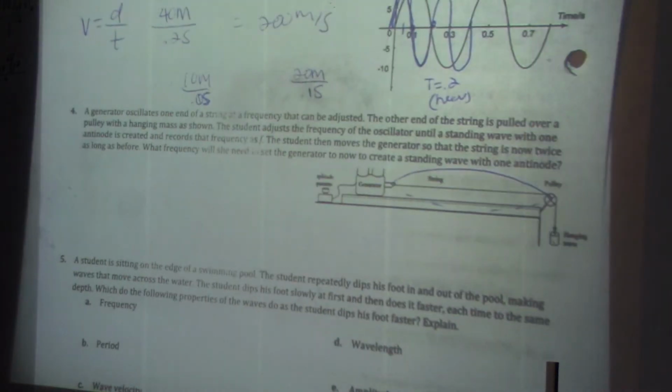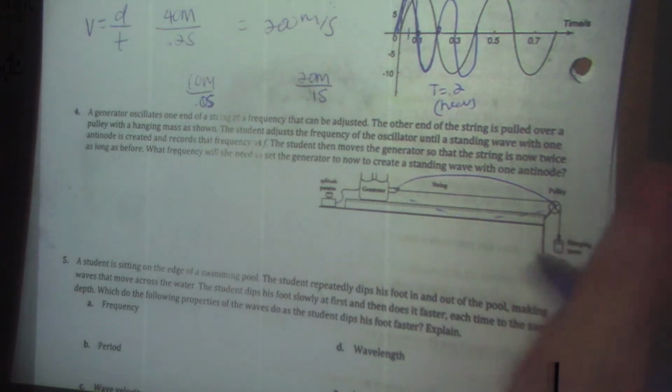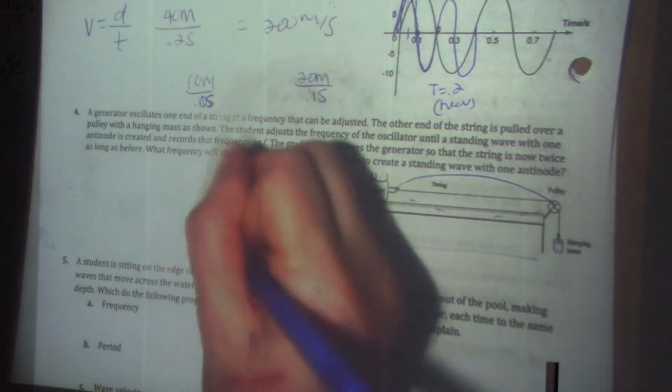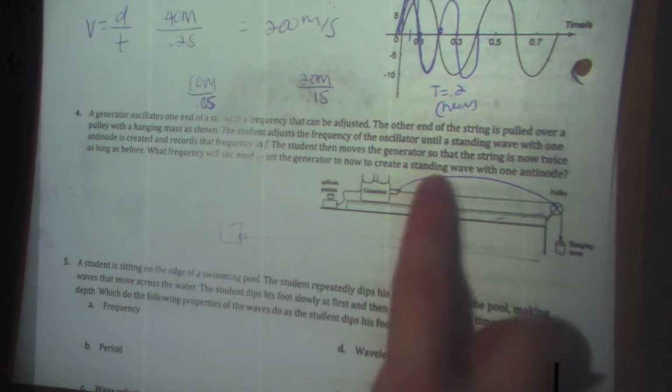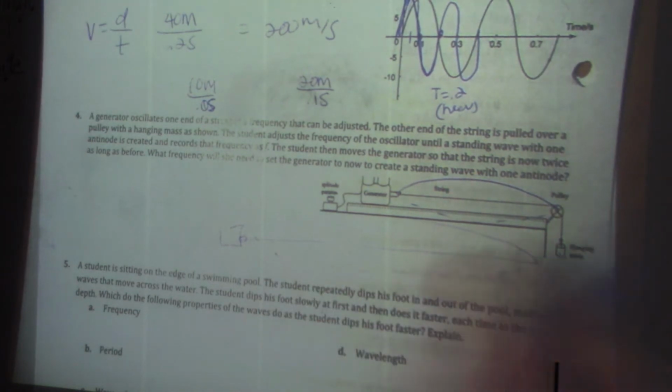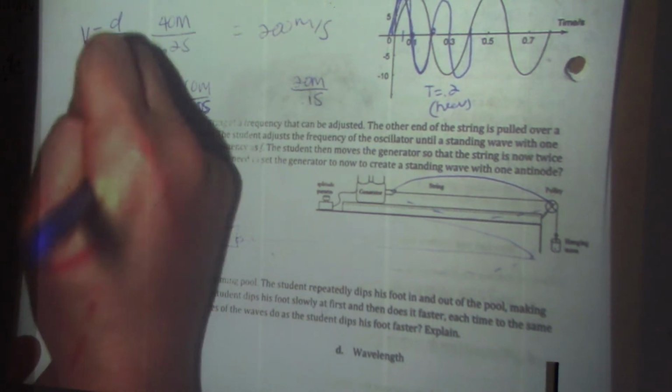As the student moves the generator now so that the string is twice as long, now your generator's over here, we want to know what frequency she will need to create a standing wave with 1 antinode. So you actually still want to make the exact same shape as before. So if I'm making the same shape with a longer string, what we've changed is the wavelength. So now you have a greater wavelength.